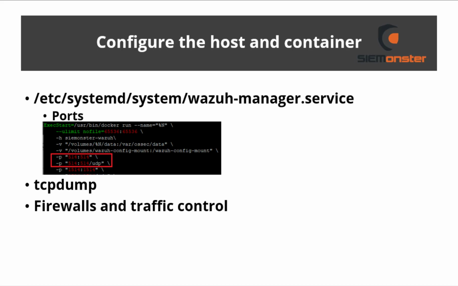The container config needs to be adjusted by adding the ports that you want to use. The default port for this is obviously port 514 UDP, and TCP, you don't have to specify the protocol because that is the default. Again, tcpdump, firewalls, and traffic control is important.